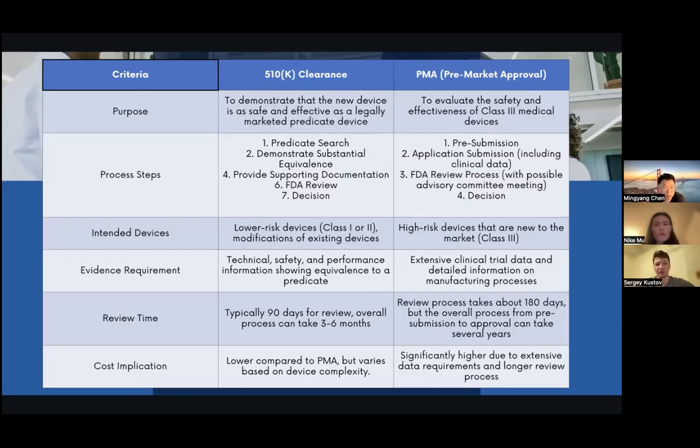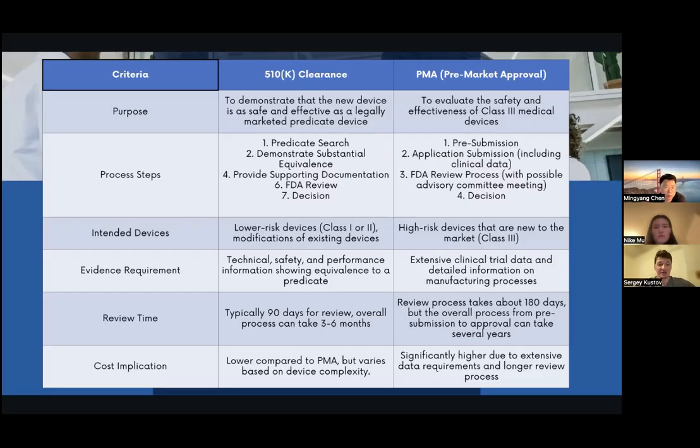A review time for a 510K is usually 90 days. The overall process can take about 3 to 6 months on average. A PMA is quite longer. The actual review process takes about 180 days, but the overall process from pre-submission to approval can take several years. So you can see the difference between the two.